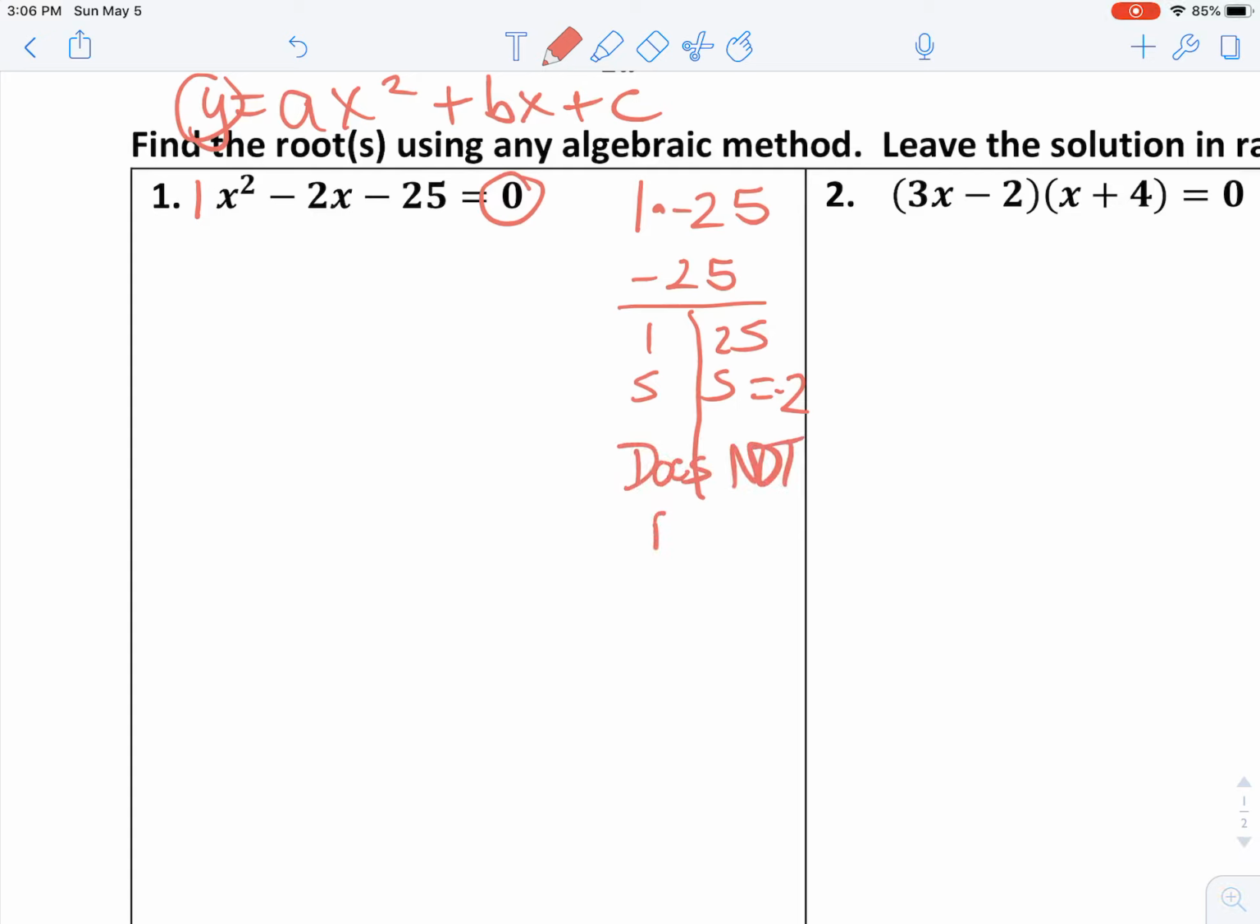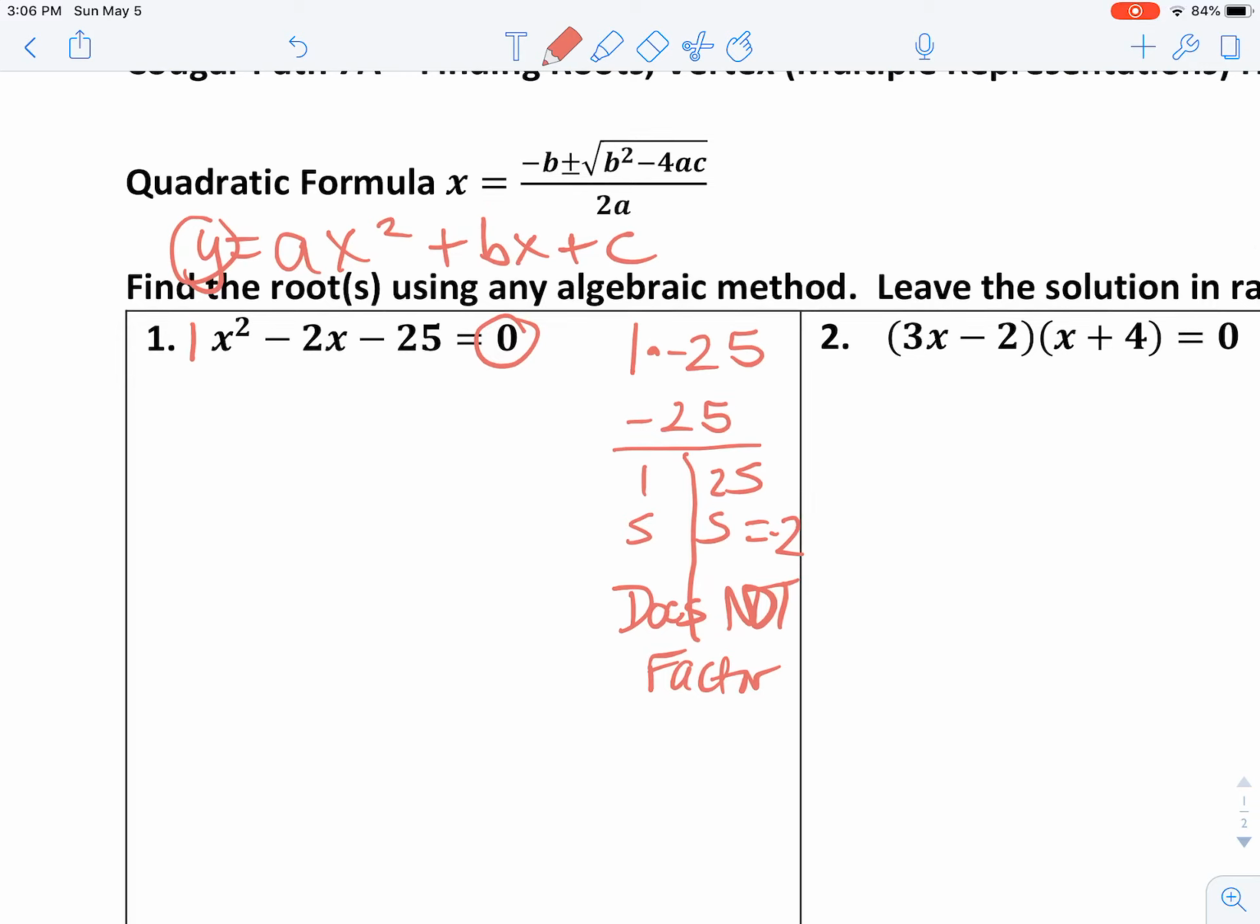And I'm going to write that. So we're going to end up using the quadratic formula. The quadratic formula is given to you at the top of the page. And we just have to identify what a, b, and c are. So let's write those down. a was 1. b is negative 2. And we've got to be really precise with our numbers, because if we mess up our negatives, we're not going to get the right answer. c is negative 25.